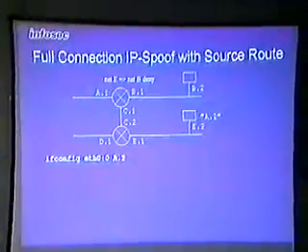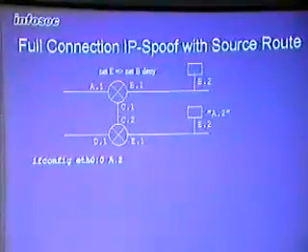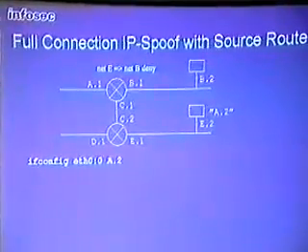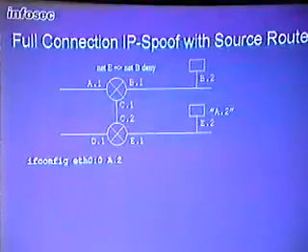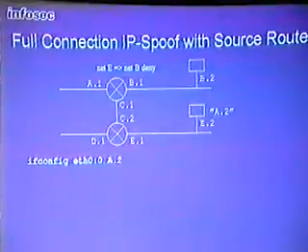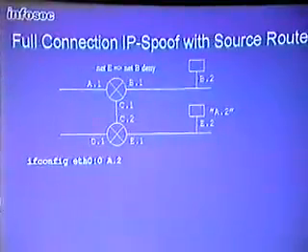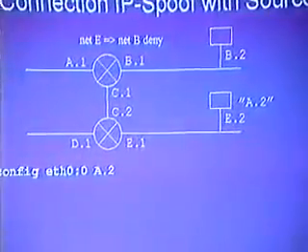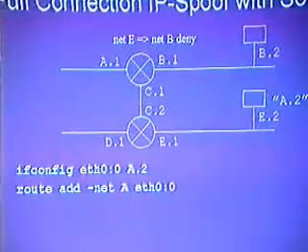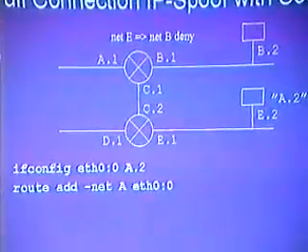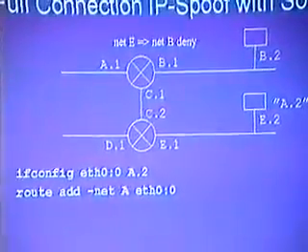This network is a typical network in companies that use filtering routers to protect, like, a production network or something. And this is the way to get through it. You add a route, of course, that says net A is on my network card.